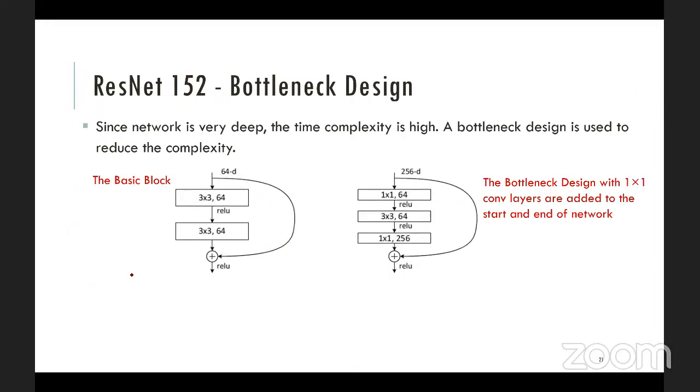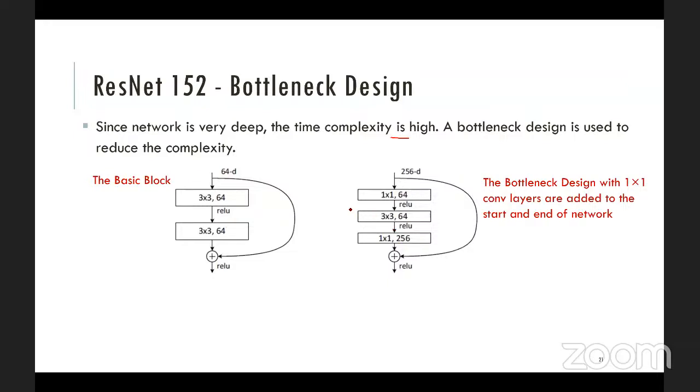Because our network is going deeper, definitely the time complexity is high, and therefore a bottleneck design is also being given, so that the complexity may be reduced. So here you can see that this is your basic block, right? And this is your bottleneck block, right?